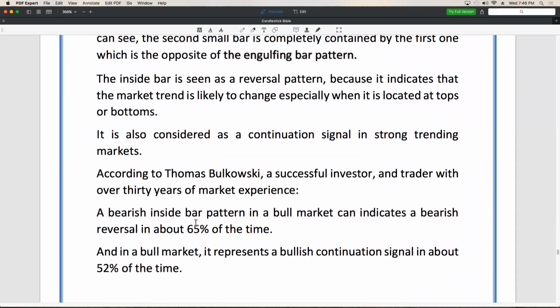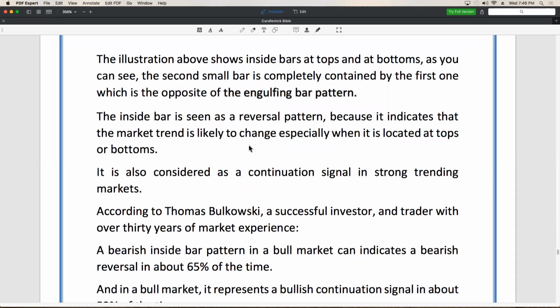Okay, let's continue on. The inside bar is a reversal pattern because it indicates that the market trend is likely to change. It is also considered a continuation signal in strong trending markets, according to, okay, I went through all that.